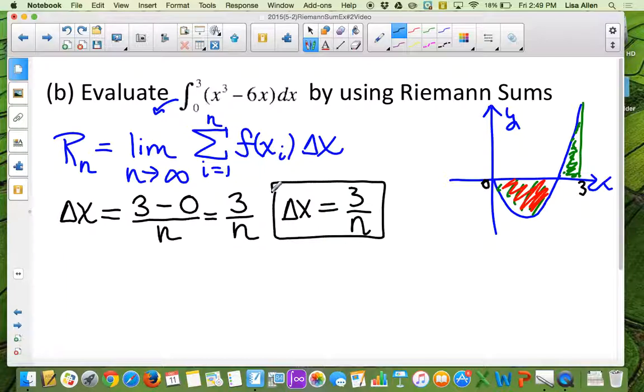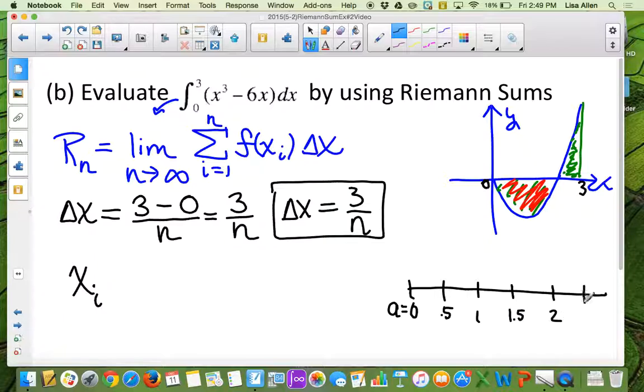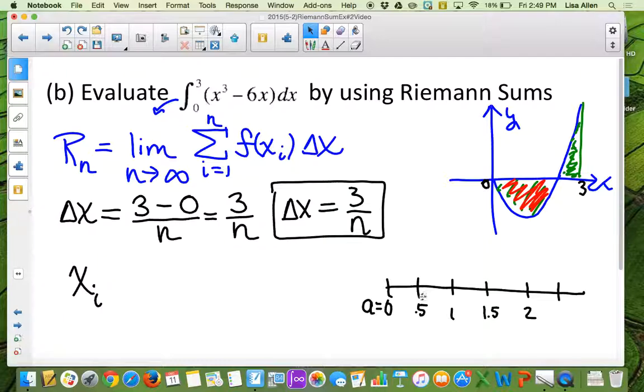Then we need to understand this idea of what x sub i looks like. Instead of just jumping right into the problem and saying that x sub i is equal to the start plus delta x times i, I'm going to show you that if you start at a equal to 0, then you have 0.5, 1, 1.5, 2, 2.5, and 3. Kind of squeeze it in there. I can move it over just a little bit. Everybody go with me here. There we go. Okay, so 2, 2.5, and then finally 3.